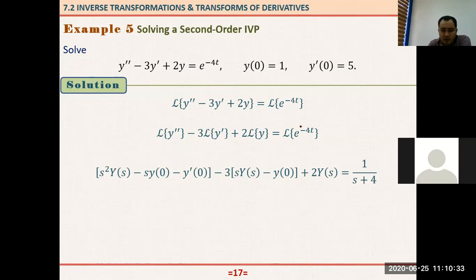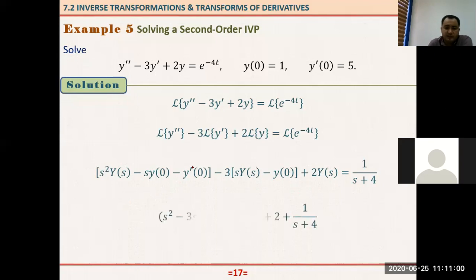On the right hand side, what is the Laplace transform of e to the power minus 4t? That's equal to 1 over s plus 4, right? So now we just need to simplify. That is simple algebra, right? We remove the brackets, and after that, this Y of s, keep them on the left-hand side, and the rest take them to the right-hand side, and do some simplification.